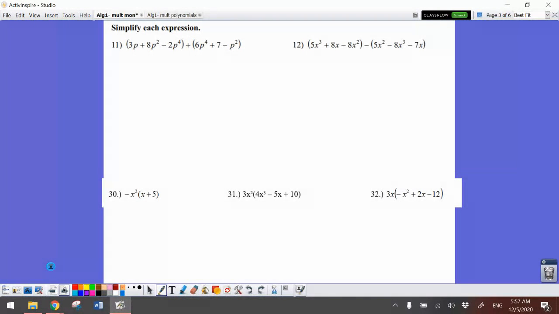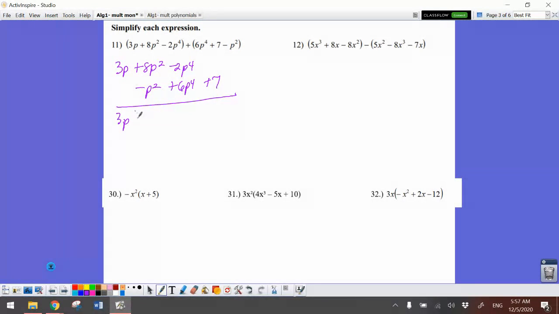Okay, let's see how you did. So the first thing that I see on number 11 is that there really isn't any distribution. So the parentheses are really just there to confuse me. So I am going to rewrite this without the parentheses. And I'm going to go ahead and write the next one underneath the like terms. So I've got a positive 6p to the 4th, a positive 7. I'm going to write that here on the side because there isn't any common term, and a negative p squared. Okay, I'm going to add down.